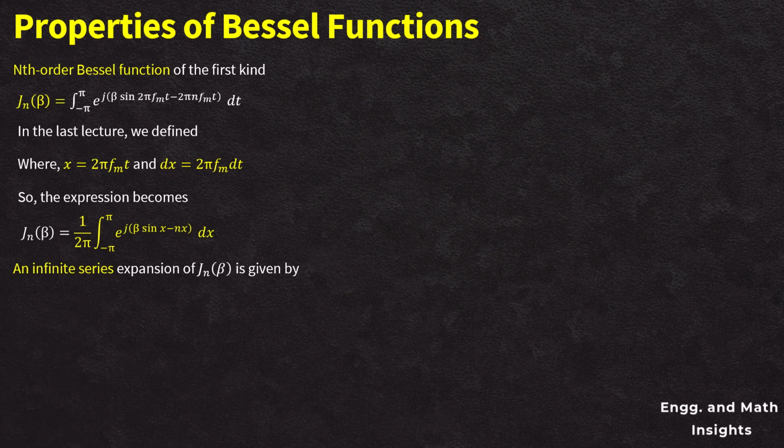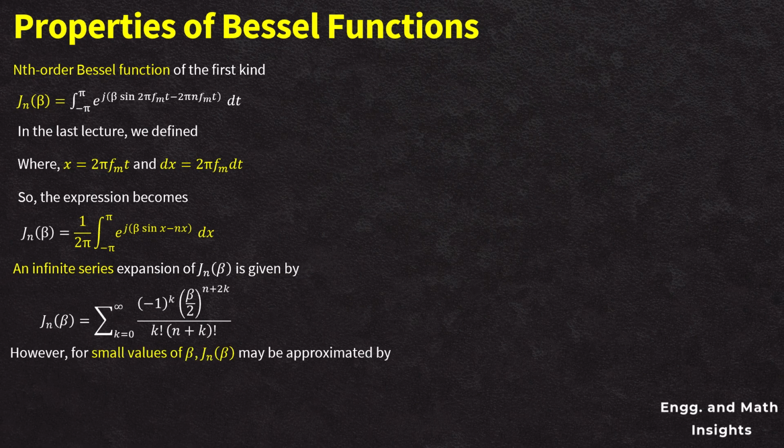An infinite series expansion for Jn(beta) is given by Jn(beta) equal to the summation from k equal to 0 to infinity of (minus 1) to the power k times (beta by 2) to the power n plus 2k, divided by k factorial into (n plus k) factorial. However, for small values of beta, Jn(beta) may be approximated by (beta by 2) to the power n divided by n factorial. This approximation simplifies the analysis when beta is much less than 1.